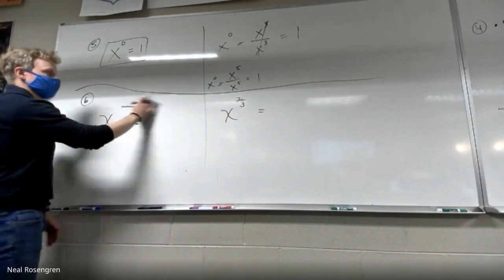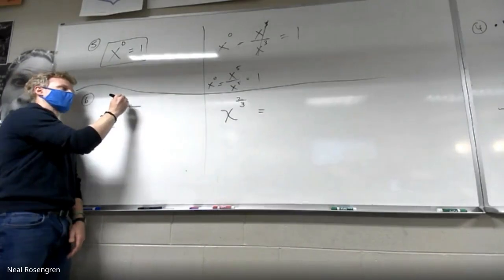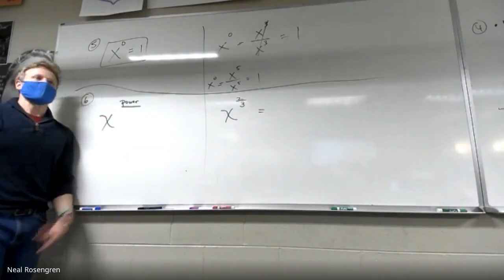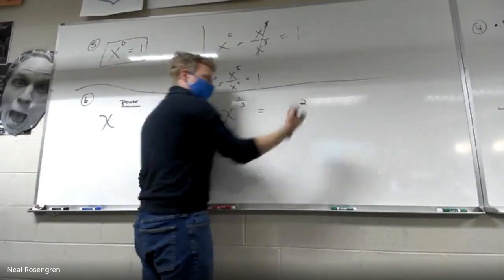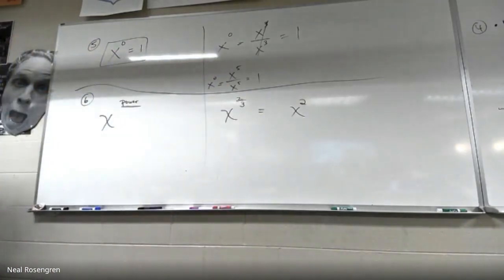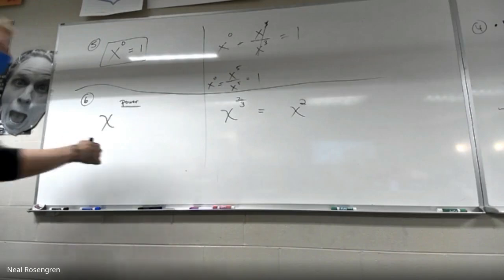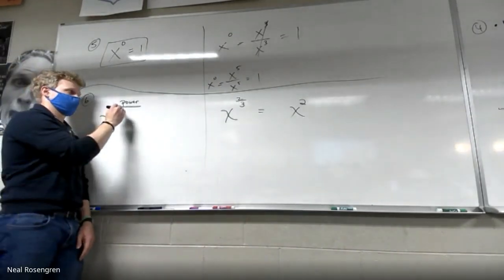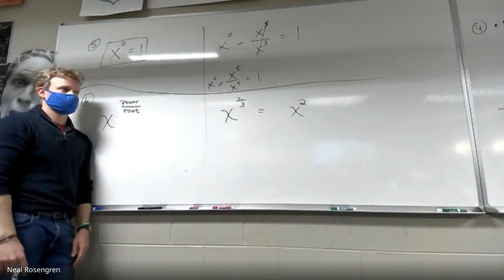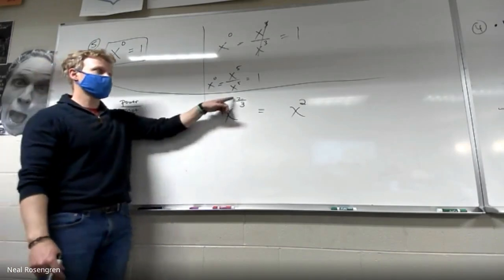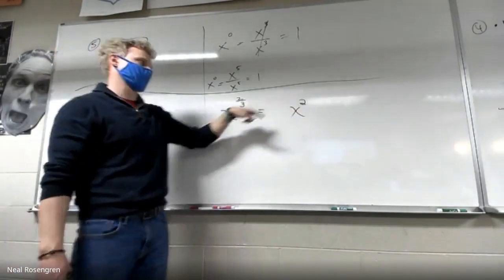But here's the rule. The number on top is the power. Leave a little space here. It's x squared, for that example. The number on top is your power. The number on the bottom is your root. So that 2 up here, okay, cool, x squared, got it, nice.